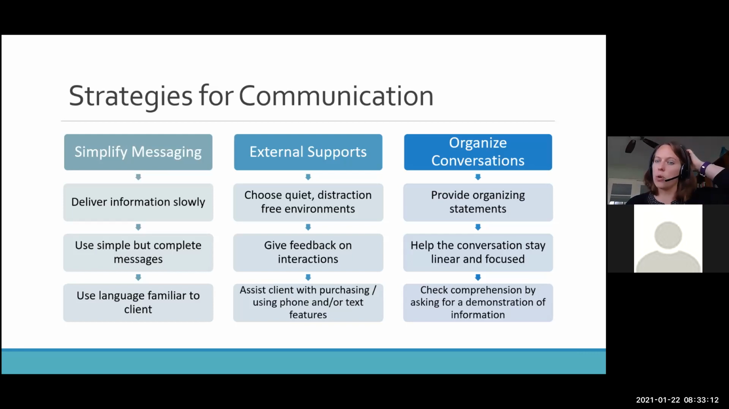And the AHRQ, the Agency for Healthcare Research and Quality, actually has some really good resources on health literacy and making sure your materials are accessible to people at different levels of reading literacy, but also health literacy. When you're communicating, you also want to make sure that your environment is quiet and distraction free. And if you're working with the person on communication and building those skills, give some feedback on the interactions, appropriately.